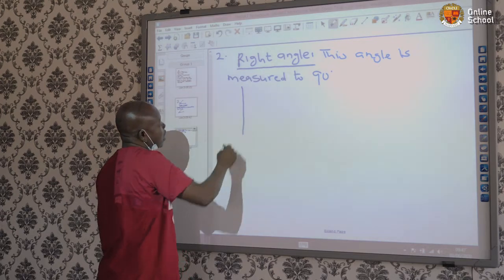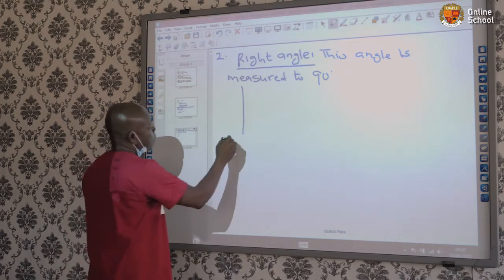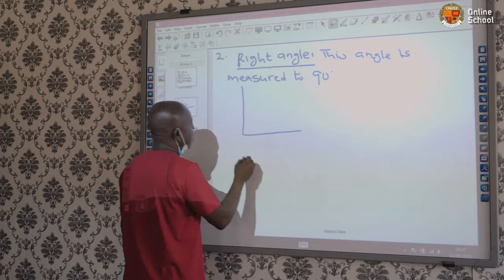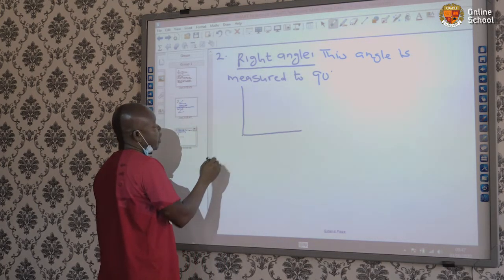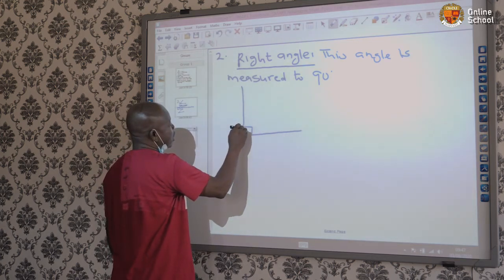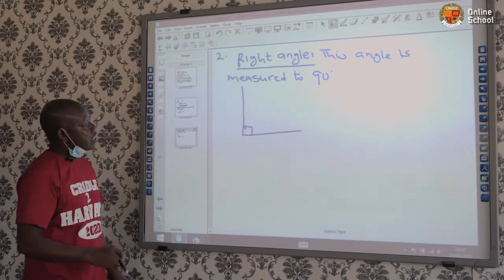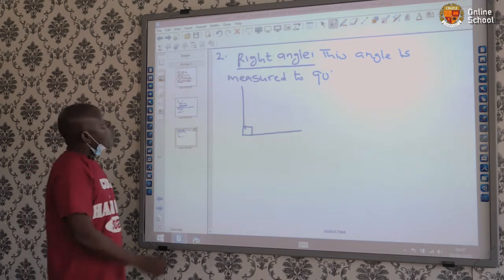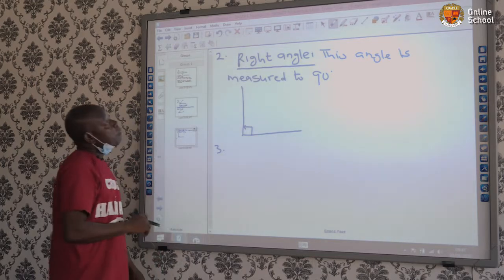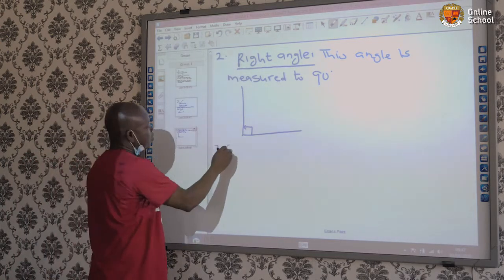So the shape is in this form. This is a vertical line. Then this is a horizontal line. Where they meet, I told you, is the vertex. And the right angle is formed, which is exactly 90 degrees. The number 3 type of angle is obtuse.